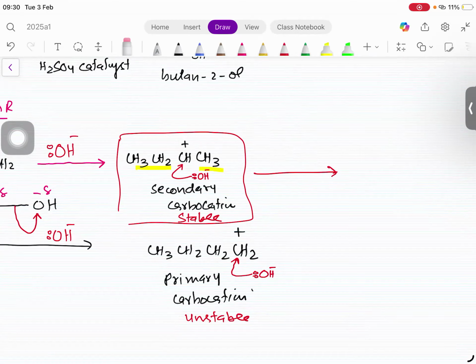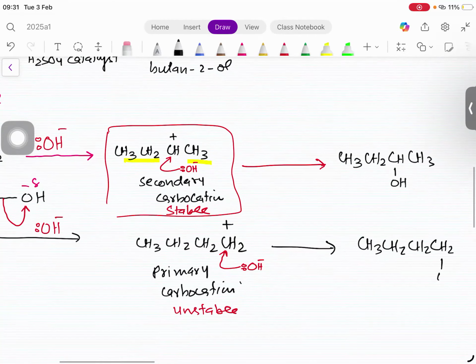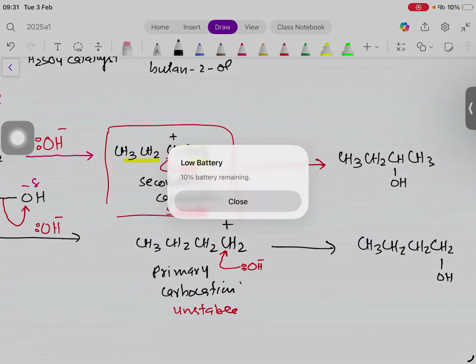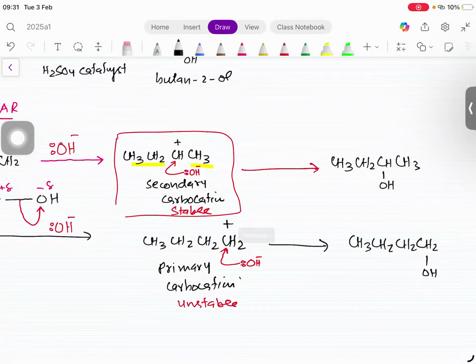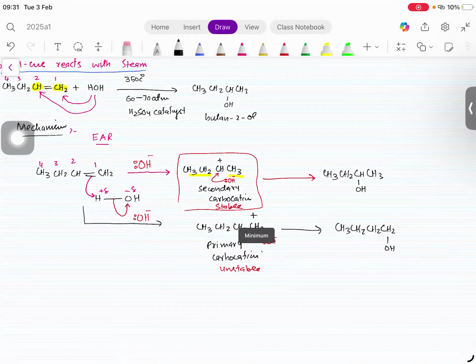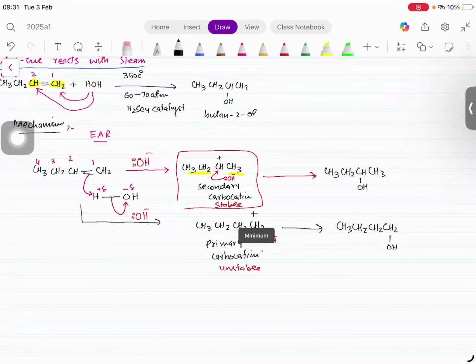in this case CH3, CH2, CH, OH, and then CH3. That is the major product. A few molecules may be formed in this case as well: CH3, CH2, CH2, and CH2OH. So butan-1-ol is formed in a very small amount because of the unstable carbocation, and butan-2-ol is the major product that is going to be formed in this case, right? This is how we look at the electrophilic addition reaction mechanism and how the major and minor products are formed. If you have any question, otherwise we are going ahead.